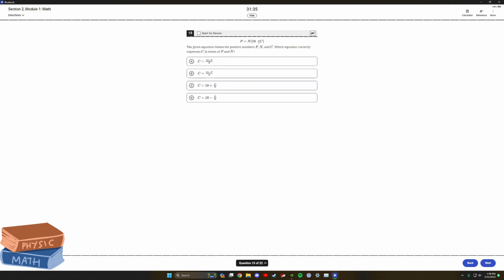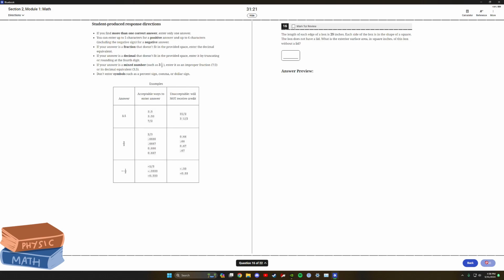Expresses C in terms of P and N, so we're dividing by N, and then we are 19 minus P over N. So 19 minus P over N. Right, the 19, we're adding C, dividing by N, subtracting that stuff over. Easy.